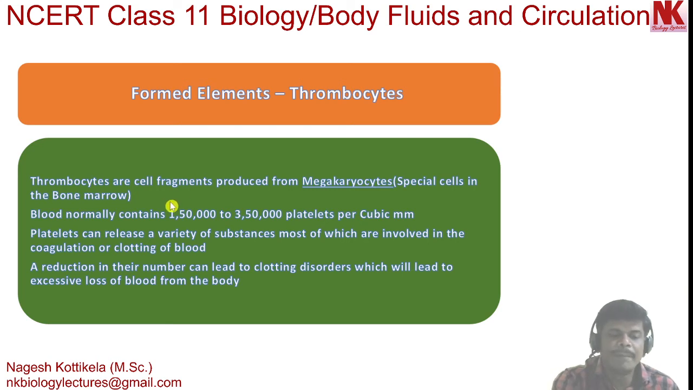Now, blood normally contains 1,50,000 to 3,50,000 platelets per cubic mm of blood. This is about the number of platelets. Platelets can release a variety of substances, most of which are involved in the coagulation or clotting of blood.